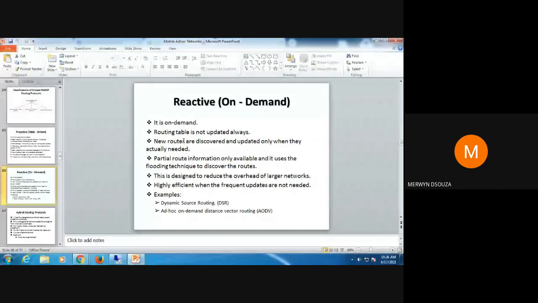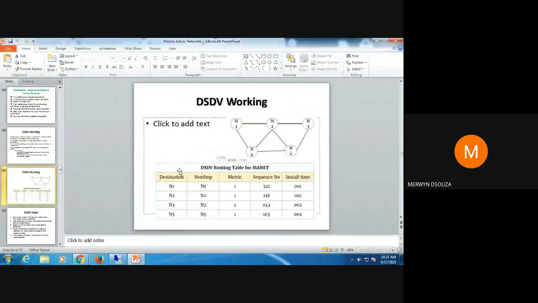are discovered as per the need. Okay, so you don't find out the routes to all possible nodes in the network. Like in the previous algorithm that we studied yesterday, DSDV, from each particular node to all other nodes in the network, we were discovering the routes. So for example here, this was the table for the node N4. So we were discovering the routes to all the other possible destinations in the network, in the MANET.